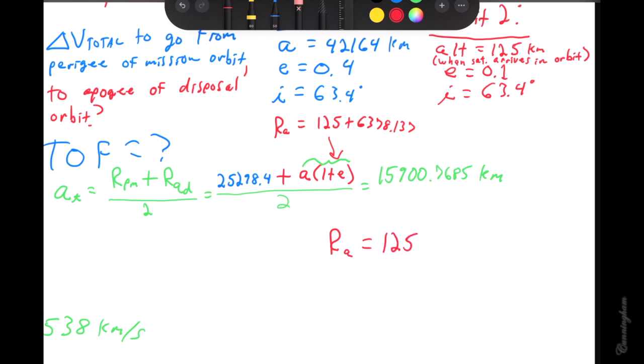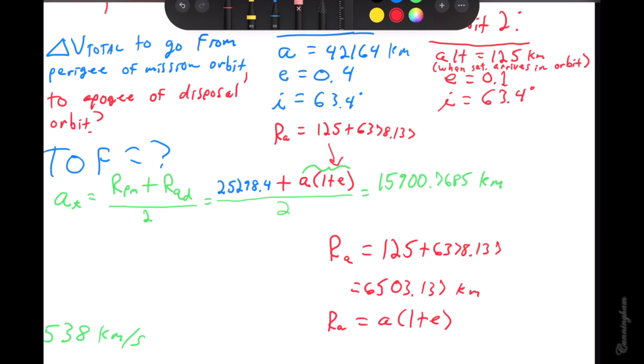So we were told it's going to be 125 kilometers high as soon as it enters apogee of the disposal orbit. So that ends up being, let's see, 125 plus 6503.137 kilometers. We know that apogee of any old orbit is semi-major axis times 1 plus its eccentricity. We know the eccentricity of the disposal orbit is 0.1, so we can solve pretty quickly for its semi-major axis if we know how high its apogee is and what its eccentricity is. So let's solve this down.